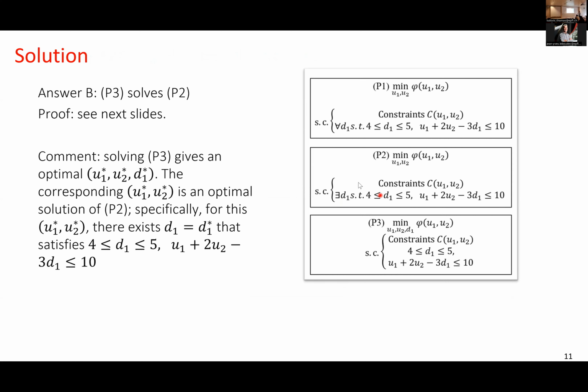So if I solve the problem with there exists, that means I'm able to find an optimal U1, U2 star for which there is some D1. Then if I consider this one as a variable of interest, then that will be a feasible set of variables for P3, and it will solve P3 at the optimal, and vice versa. So it's almost entirely obvious. Yeah, there's a formal proof later in the slides that we'll not discuss, but it's almost entirely obvious that saying there exists D1 is the same as this one.